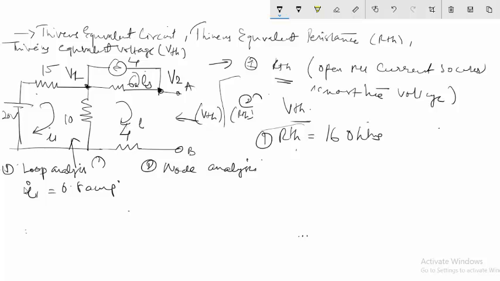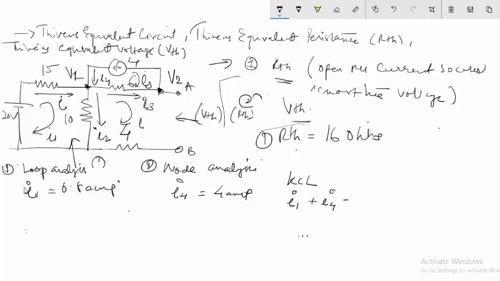Again, if I assign the branch currents, I can assign the current I1 coming from here, the current I2 going towards here, the current I3 going towards here, and the current I4 coming from here. I already know my current I4, which is equal to 4 amperes, which is given. And again I can write a KCL equation at the node V1. What I will get is I1 plus I4 is equal to I2 plus I3. So I can write this as my first equation.